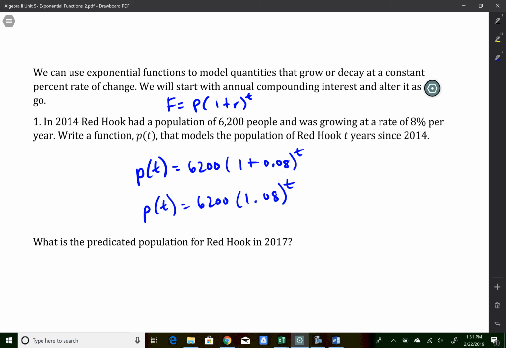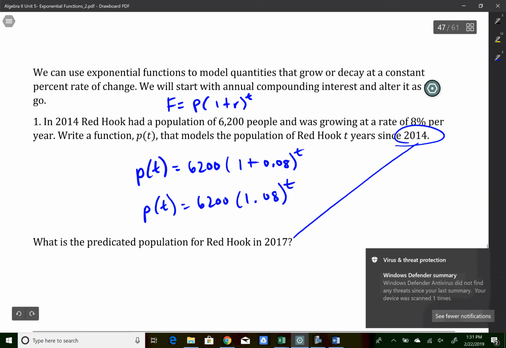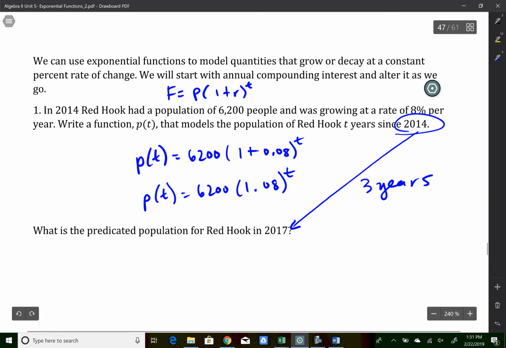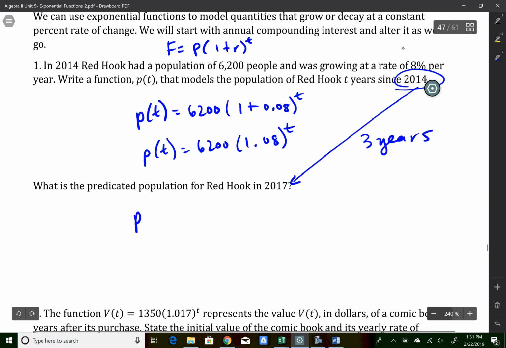Since this is since 2014, I have to figure out how many years between 2014 and 2017. That would be 3 years. So the T value is 3, and I'll evaluate P of 3. I have 6,200 times 1.08 to the third power. We want to estimate that population. We're going to get a decimal, and we're going to round that decimal. So we're estimated at 7810.